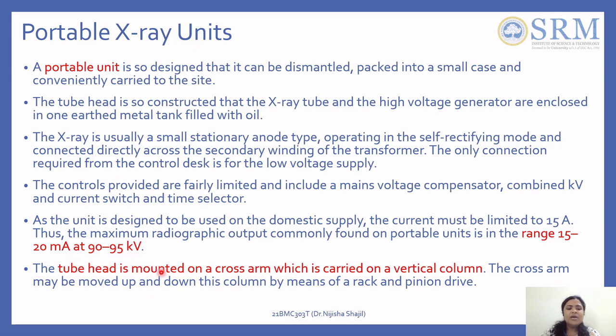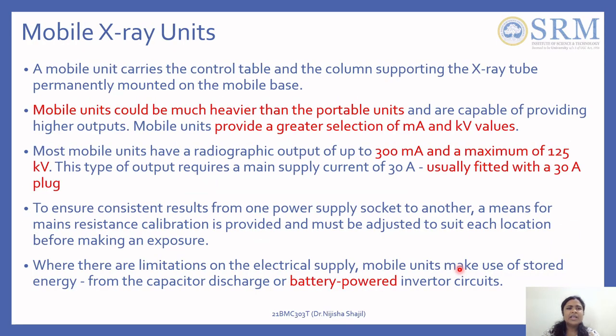The tube head, now you have the tube where it is going to fall and take the output. Everything is, you have a separate system, and that's a cross arm which is in the vertical column. So wherever you are going, you can carry that, connect both of them and take the image. The second type is the mobile X-rays. So these are nothing but where, in case of mobile, it means that you can move them.